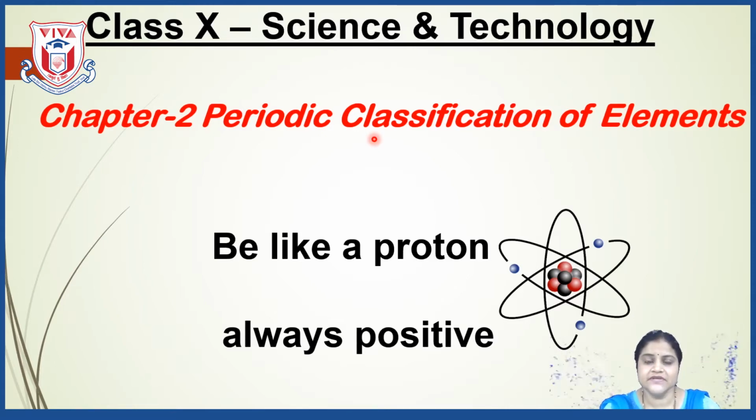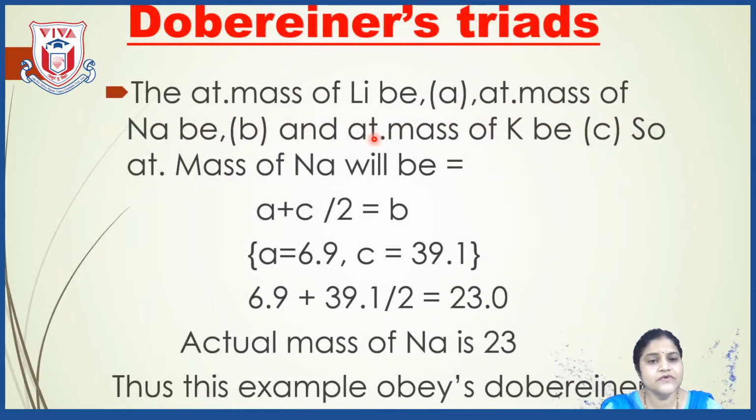So this classification starts with the first scientist, whose name was Dobereiner. Now, who was this person? He was a German scientist who had studied in detail the elements available during that time. The number of elements, of course, was very small, but still he arranged them in increasing order of atomic mass. Atomic mass was understood to be the most fundamental property of an element. Hence, what he did was arrange them in ascending order of their atomic masses.